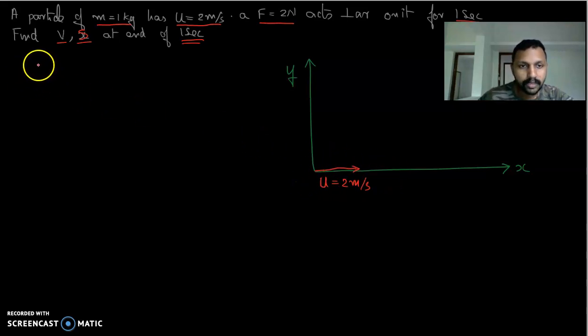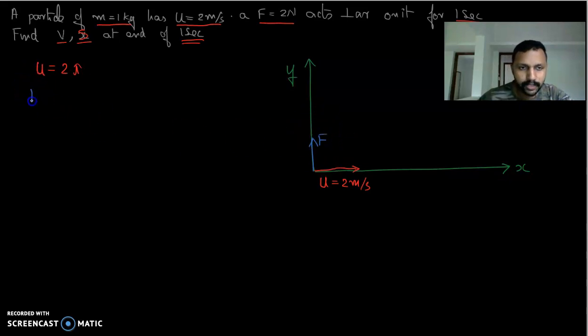Therefore, I could write u is equal to 2 i cap. Why did I write 2 i cap? Since the unit vector in x direction is i cap, I could write u is equal to 2 i cap. Then we are given that a force of 2 Newton acts perpendicular on it. That means the force acting over the substance is perpendicular, therefore we can take it in y direction.